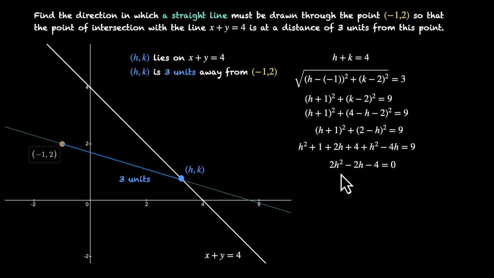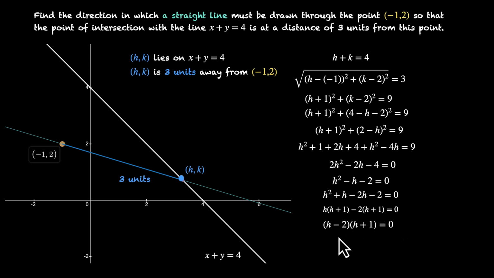Now this is a quadratic. This means we'll have two values of h. We'll see what that means once we have the values of h. So 2h squared minus 2h minus 4, we can cancel out 2. This is h squared minus h minus 2 equals 0. Now let's split the middle term. H squared plus h minus 2h minus 2. So h common, h plus 1, minus 2 common, h plus 1 equals 0. This is h minus 2 times h plus 1 equals 0. So the two values of h are minus 1 and 2.